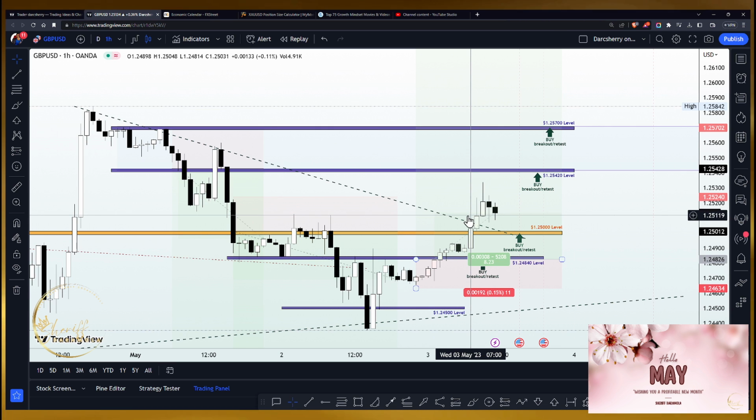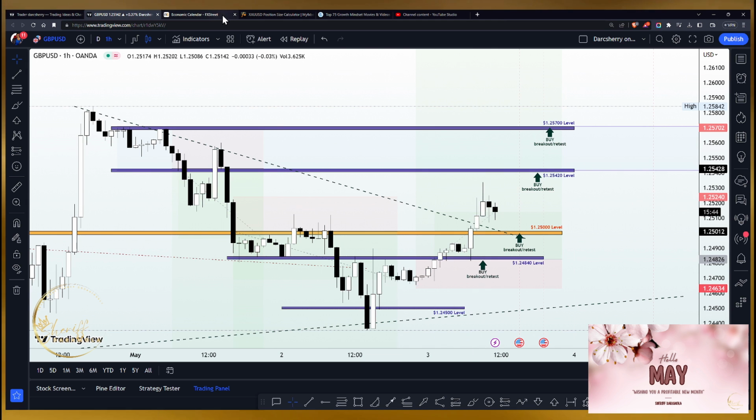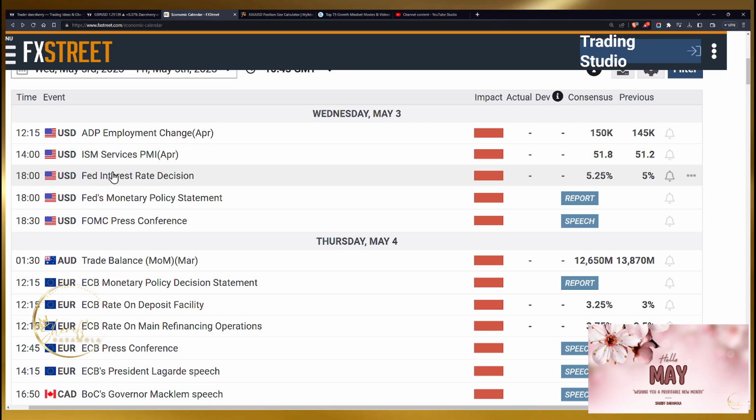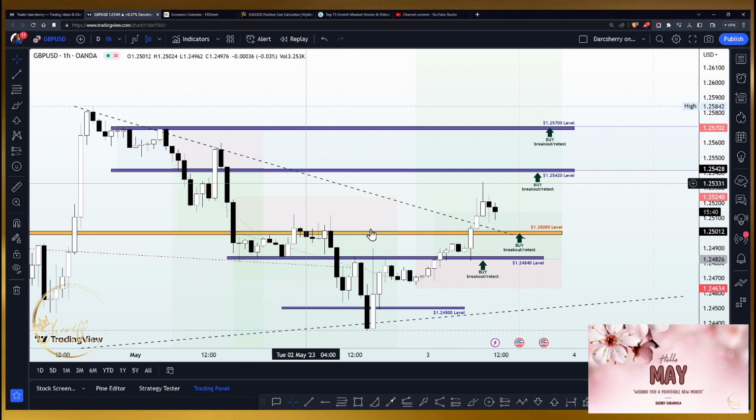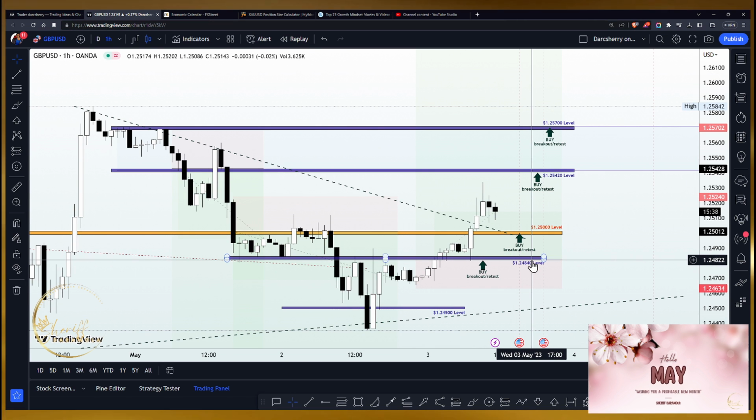At this point in time, my advice is that you move your stop loss to break even. Let's secure this current position and wait and see what will be happening as we all get prepared for the interest rate decision, the ADP employment change, and which other one is that again, and the ISM services PMI. So these are events that we are looking forward to today that will be affecting this pair. So secure this current buy position if you already have one running.